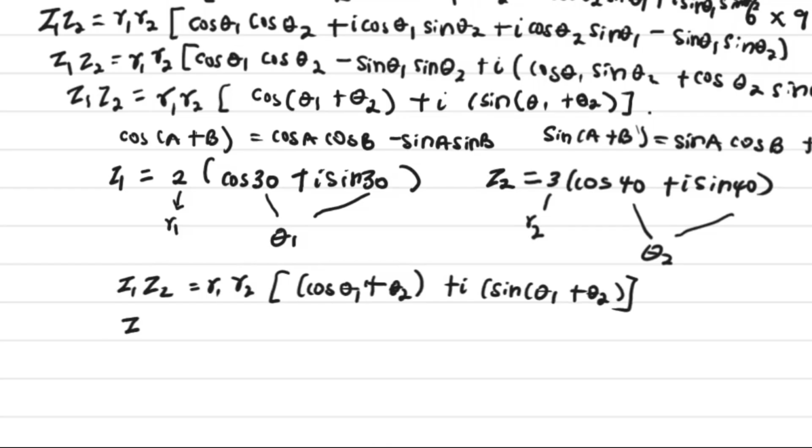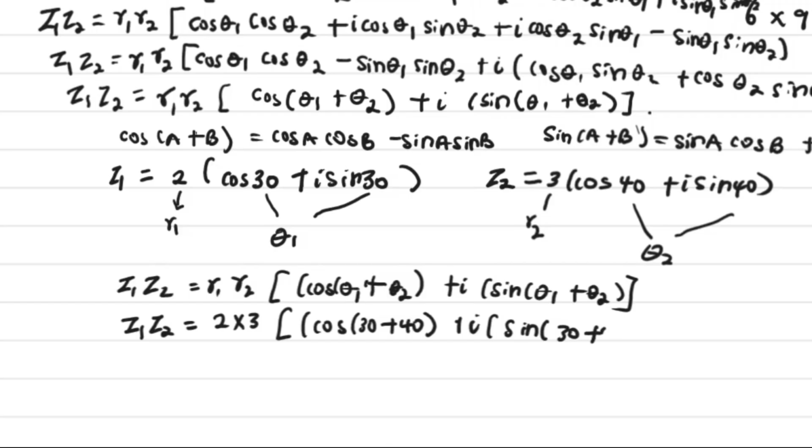So our Z1 times Z2 here will give us R1 times R2, that is what? 2 times 3. Open bracket, cos, so sorry, this is a cos, open bracket this. Now theta 1 is 30, theta 2 is 40. So this will be what? Cos 30 plus what? 40 plus I sine 30 plus what?